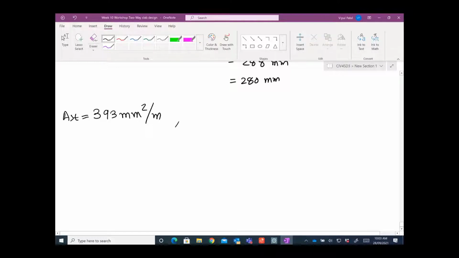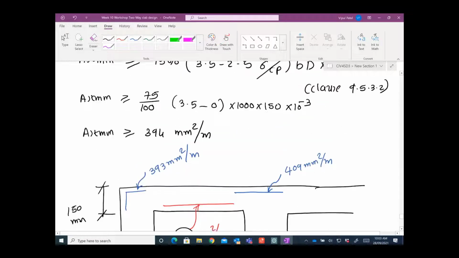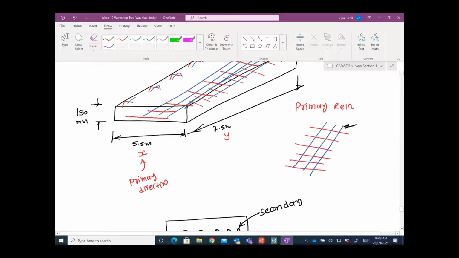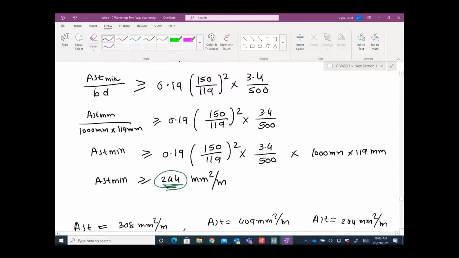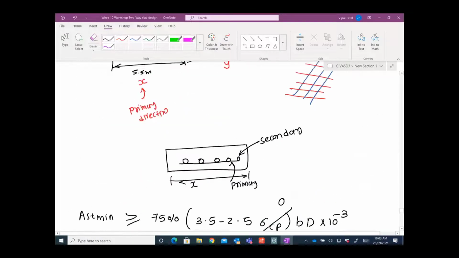From the Rio tables, if you have 393 millimeter square per meter as a calculated area, we can provide an N12 bar at the rate of 275 millimeters, and AST actual from the table is 411 millimeter square per meter. So if you take 400 millimeter, it still satisfies the shrinkage one, 394, and it still satisfies these 244. Therefore, in the tables, I suggest you go for more than the value. So 411, 275. That's kind of the first one.